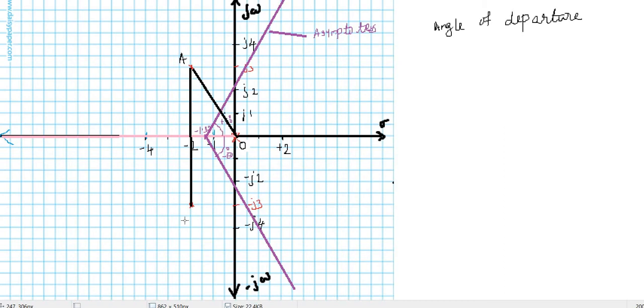Now what is the equation to find the angle of departure and angle of arrival? The equation to find the angle of departure is 180 degrees minus the sum of angles of vectors to the complex pole A from other poles.